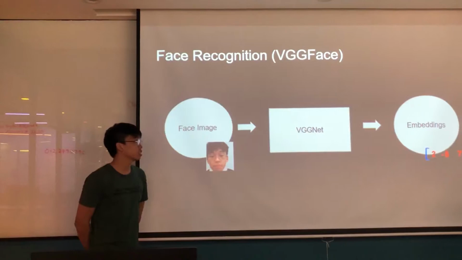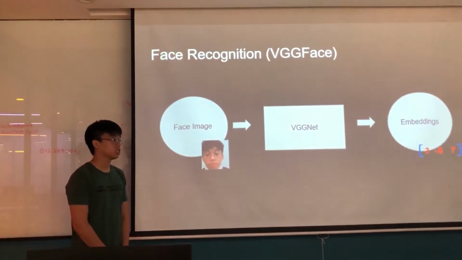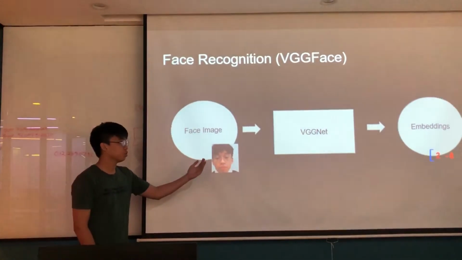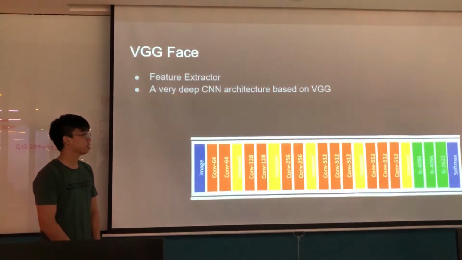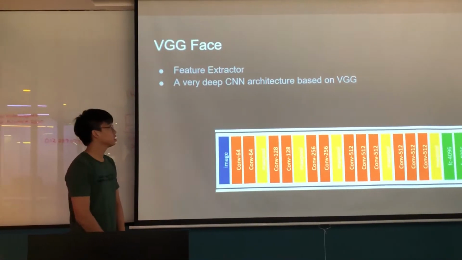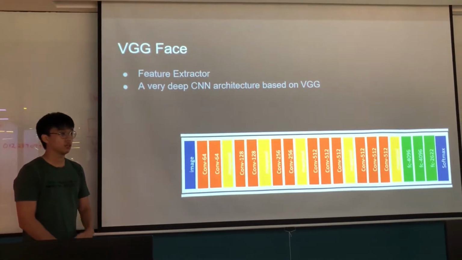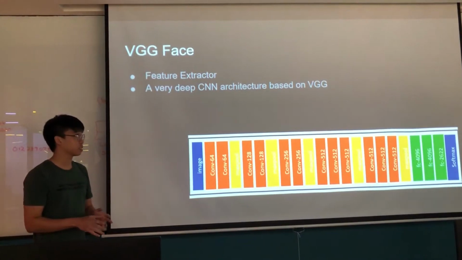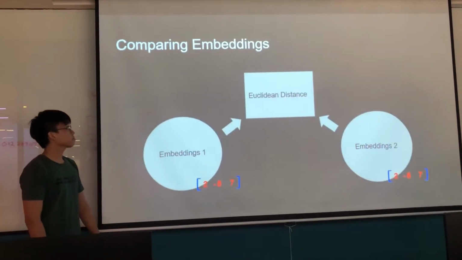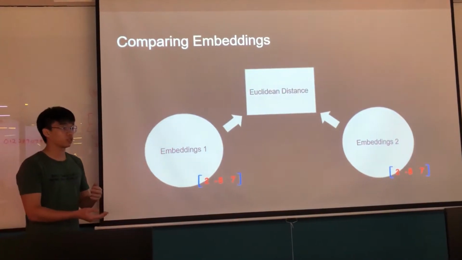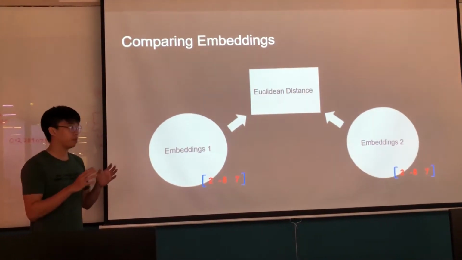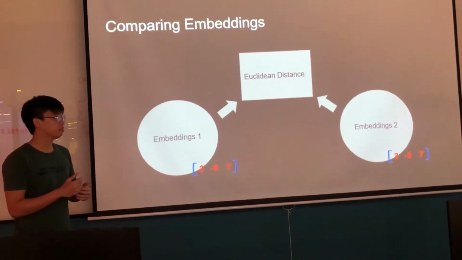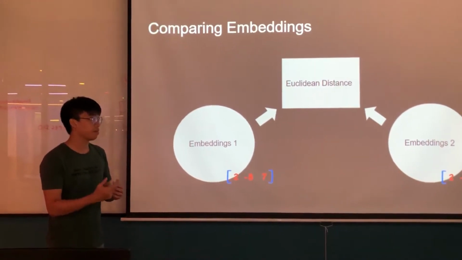For the facial recognition part, we're using VGG Face, which transforms the facial image using VGG into embeddings. The VGG Face is a feature extractor model that extracts images into embedding vectors. After extracting the embeddings, we compare the embeddings based on the Euclidean distance, and we take the least distance between the embeddings.